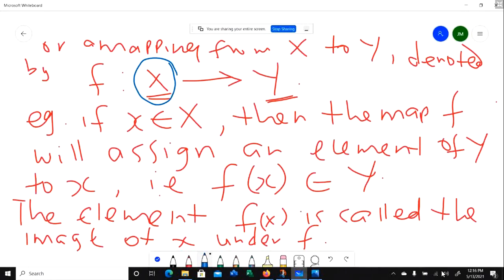F is mapping. So this set X is called the domain. The set X, this one, is called the domain. And this set Y is called the range. So we can define that terminology as well.